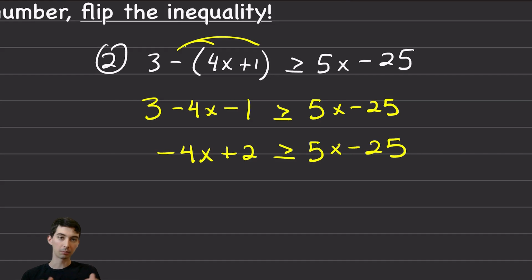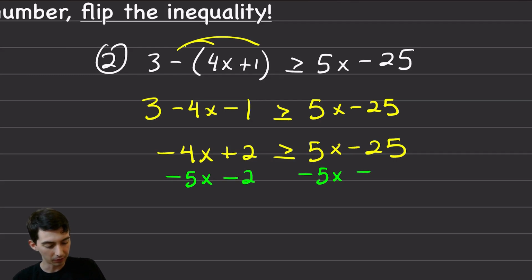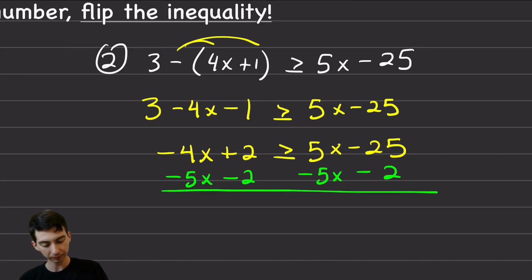Now that everything's simplified, I can go about getting my variables on one side and my constants on the other. So I'm going to subtract this 5x from both sides, which means I need to move this 2 as a constant to the other side. And I do that, I will subtract it. Negative 4x minus 5x will give me a negative 9x. And that's going to be greater than or equal to negative 25 minus 2, which will give me a negative 27.